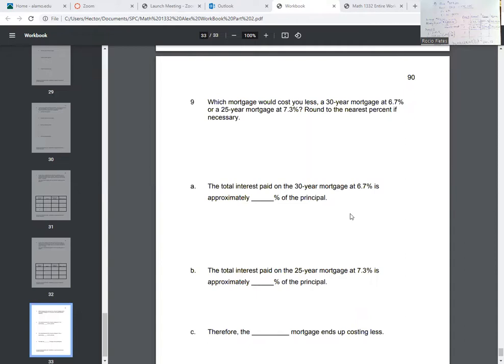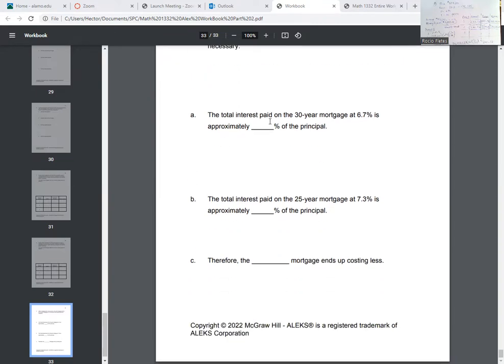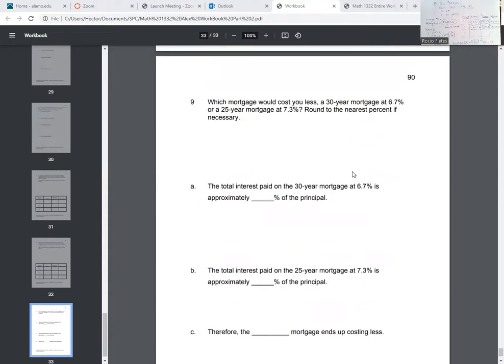First we have to figure out the monthly payments, because in order to figure out the total interest paid on the 30-year mortgage, we have to find the monthly payments of each one. So we're going to do that first. I'm going to walk you through this question.